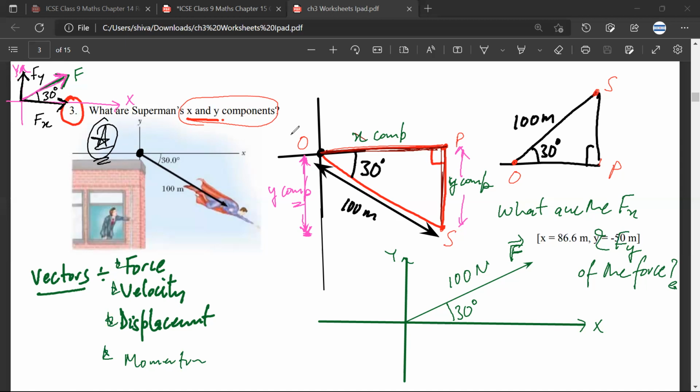Now, let us come back to the question that we were discussing. I have this magnitude of 100 meters, and this is 30 degree. Now, using basic trigonometry, what I know is that SP upon 100 would be equal to sine 30. Chris, have you understood? Yes, sir. Therefore, SP would be equal to 100 sine 30. Can you tell me what is 100 sine 30? Can you use a calculator and tell me?